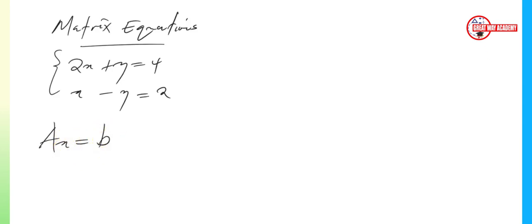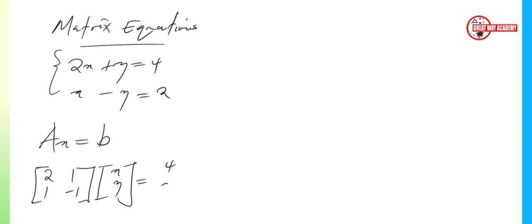So we can transform this linear system in the form: we have 2, 1 here, we have 1, -1. Okay, so this is the matrix A. Then for the vector X, we get x and y. Then for B, we get 4 and 2.